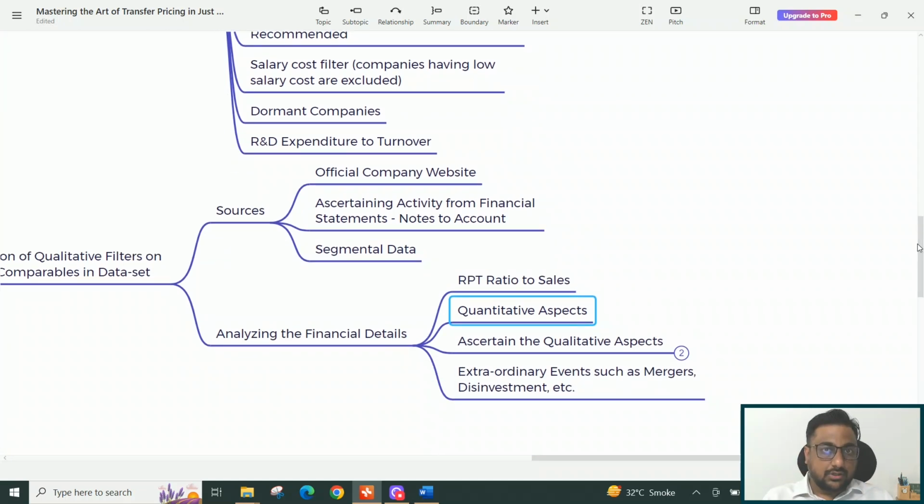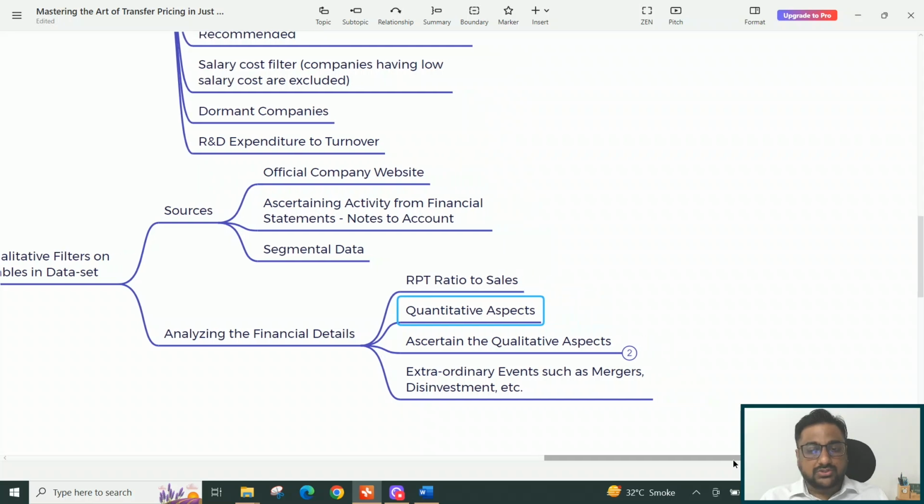Let me also tell you that in a public database, which you are going to access, there could be errors, because these are inputs given by employees of that particular company. There could be clerical errors, and the figures may sometimes not be correct. So if the company is comparable to the tested party's operations, go through the financials and ensure that it also qualifies your quantitative aspects. You need to understand that and appropriately select the comparables.